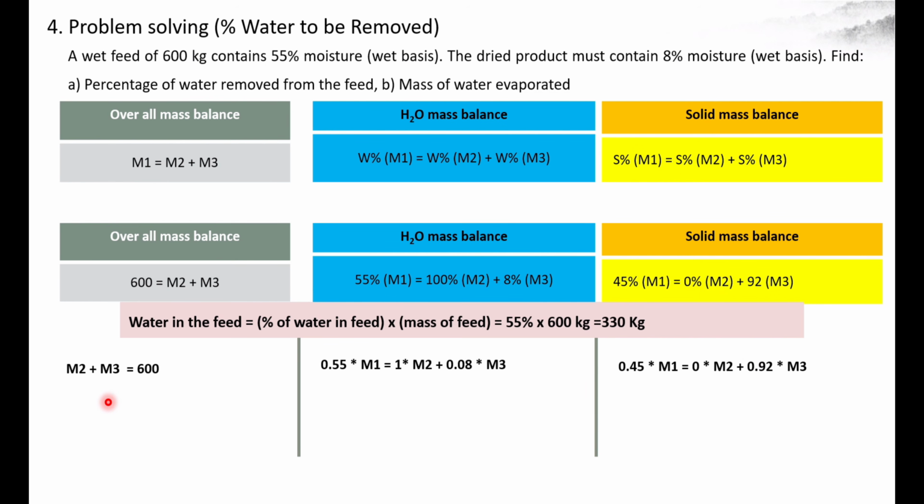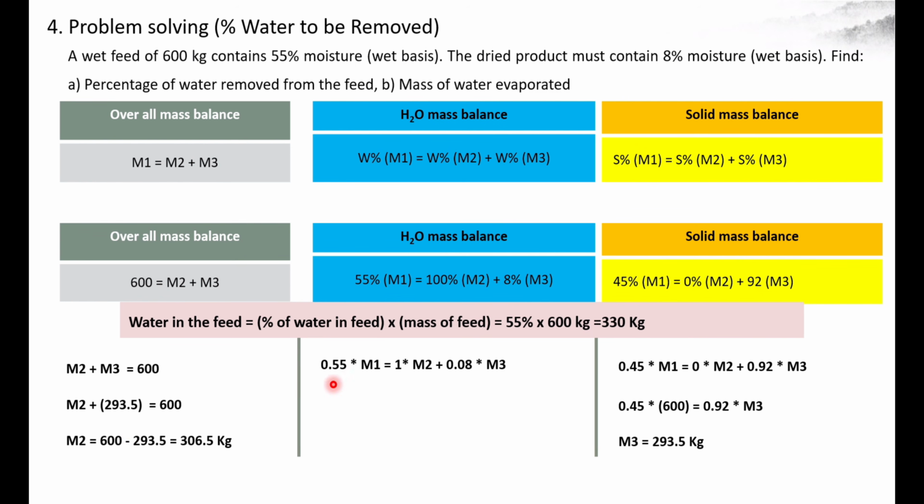If you see the water balance equation, here M2 and M3 are two unknowns. M1 is known in the question. In the solid balance equation, M2 is gone. We are left with one variable: M1 is already known, and M3 alone is unknown. By solving this, we can calculate the mass of the product stream. That is M3 is equal to 293.5 kg. Since we calculated the M3 value, we can use the overall mass balance equation to calculate the M2 stream also. So I can calculate M2 by 600 minus 293.5, which gives me 306.5 kg.